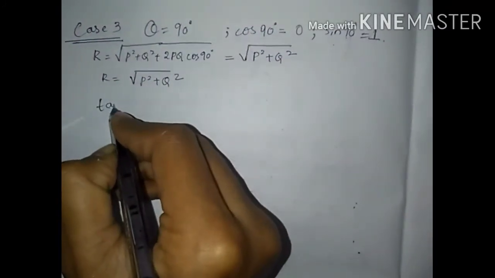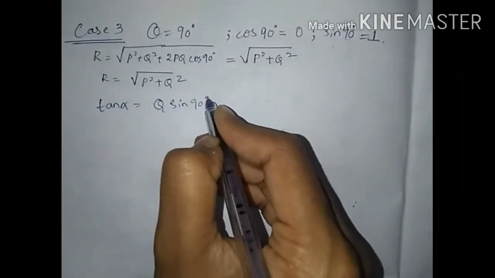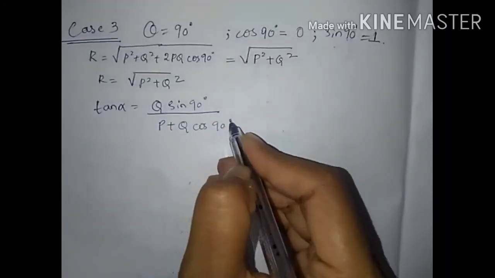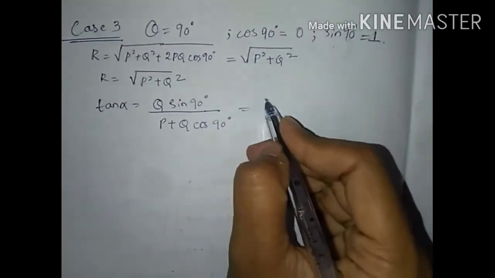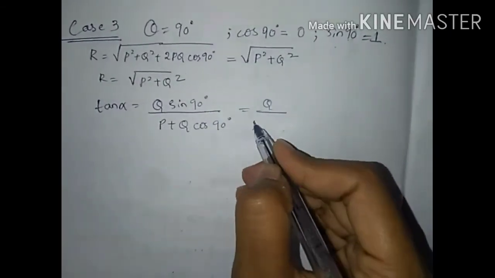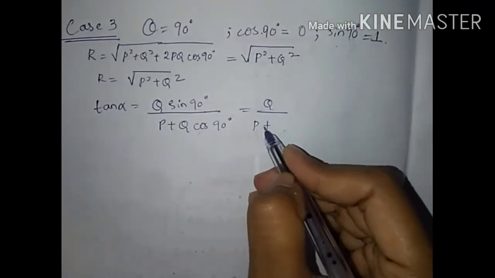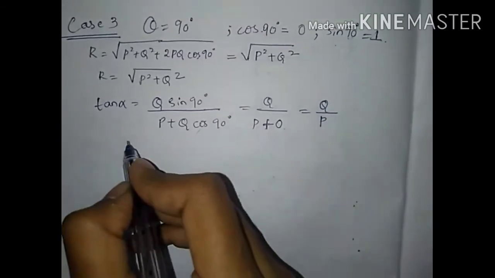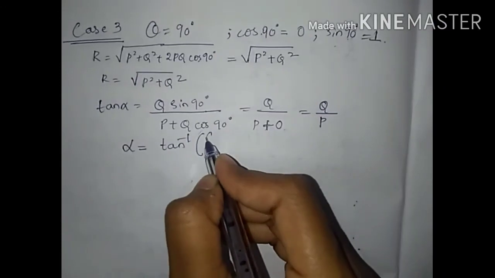Now tan alpha: Q sin 90 degrees divided by P plus Q cos 90 degrees. Sin 90 is 1, so that gives Q. Cos 90 is 0, so that term goes off, and what remains in the denominator is P. So it is Q by P. So alpha is equal to tan inverse of Q by P.